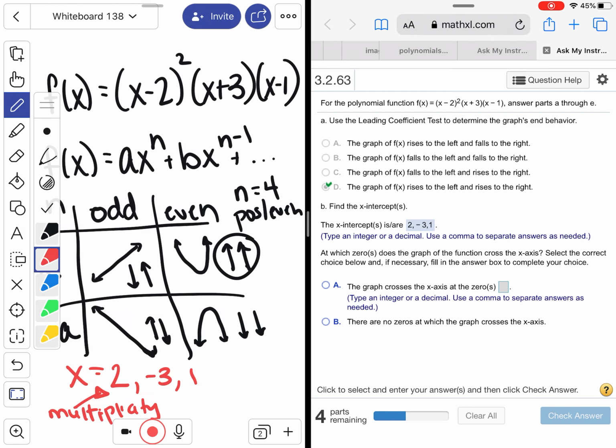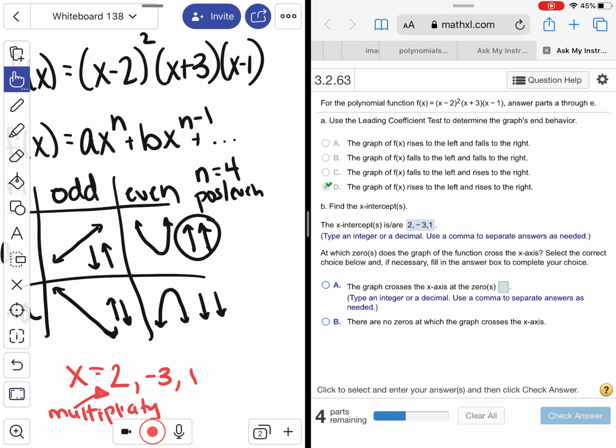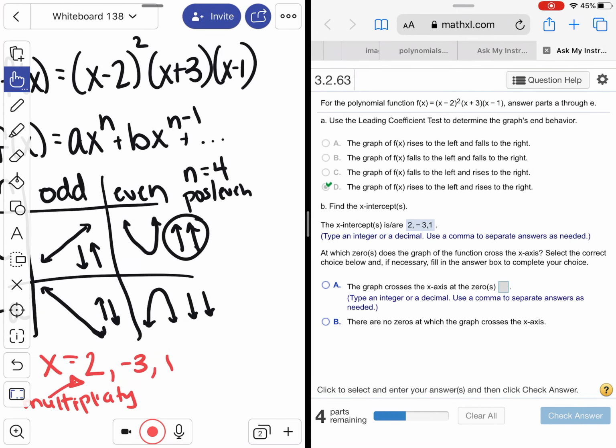And so the next part says the graph crosses the x-axis at the zeros. And here's how this works. Depending on what your solutions are, if your solutions come with multiplicities, they are going to touch the graph and turn, while answers that are unique or only show up one time, they go through the graph and turn.